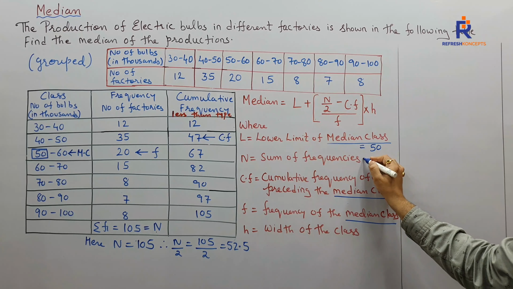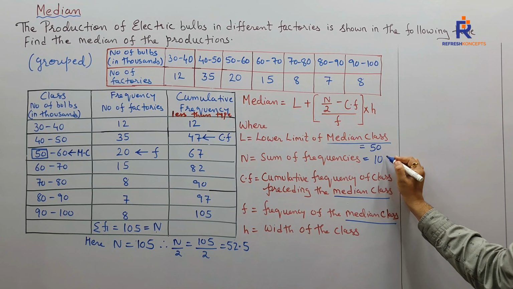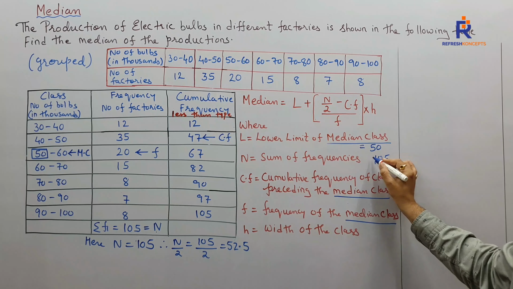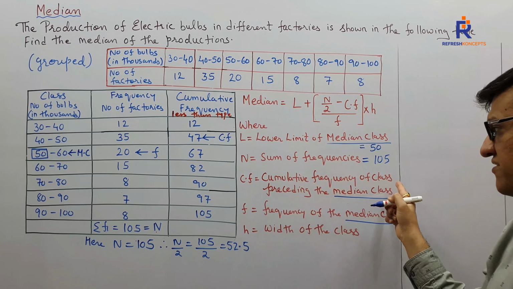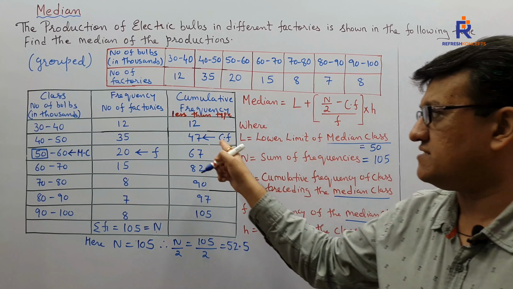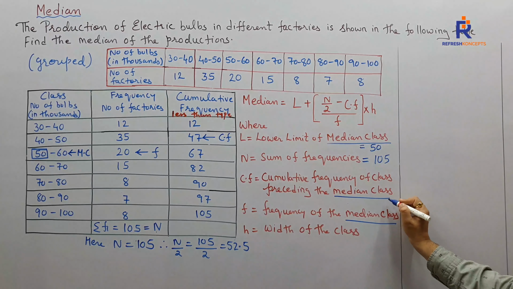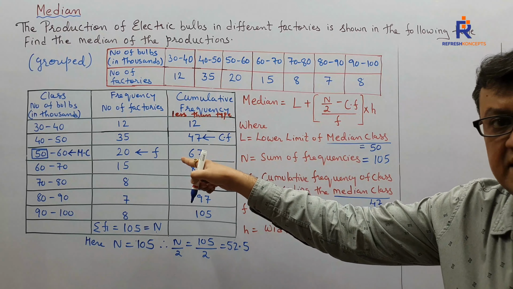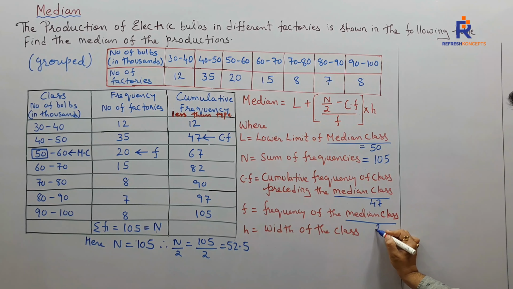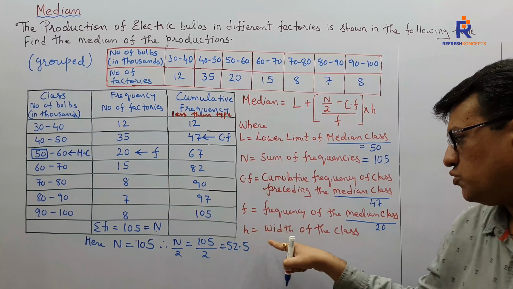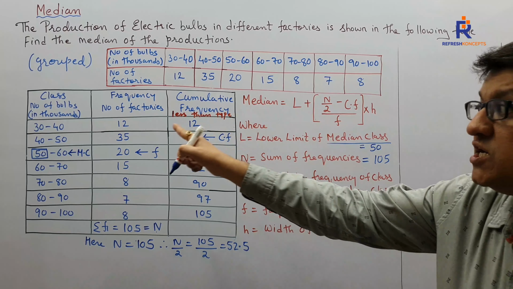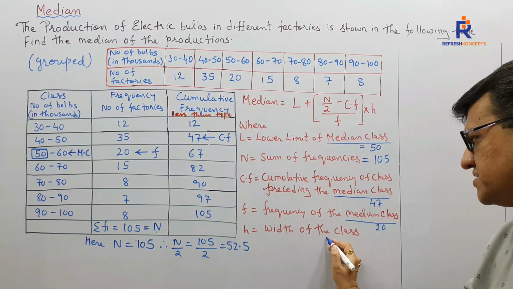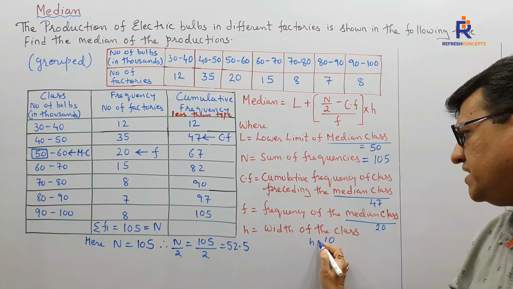N, sum of the frequencies, which we are aware about, is 105. Cumulative frequency of the class preceding the median class: what is it? 47. So I'm writing over here the value 47. Frequency of the median class: what answer did we get? 20. I'm writing it over here, 20. H, width of the class: 40 minus 30, or 50 minus 40, or 60 minus 50. Answer is 10. H is equal to 10.